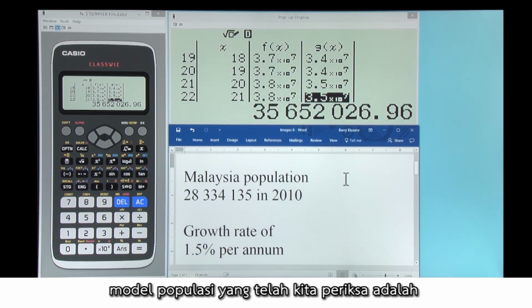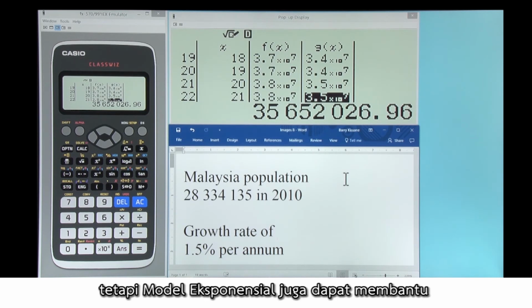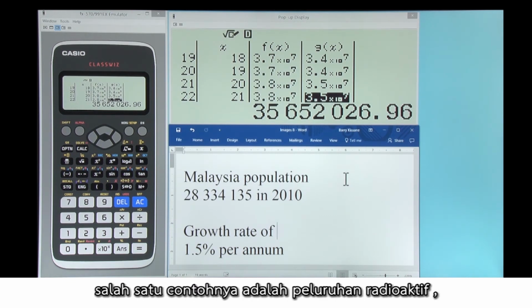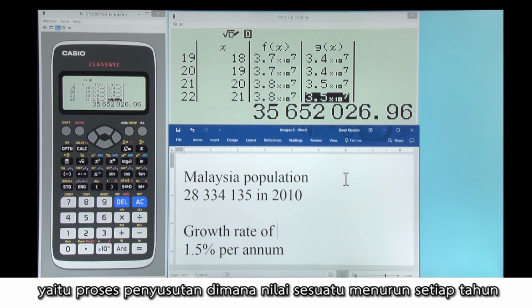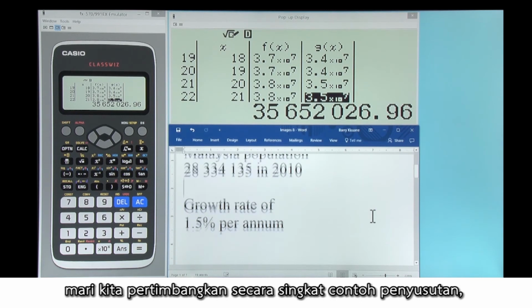The population models we have examined here are examples of exponential growth, but exponential models can also be helpful to understand the opposite kind of process of decay. Radioactive decay is one example. Another example is depreciation, where the value of something declines each year. Let's consider briefly an example of depreciation.